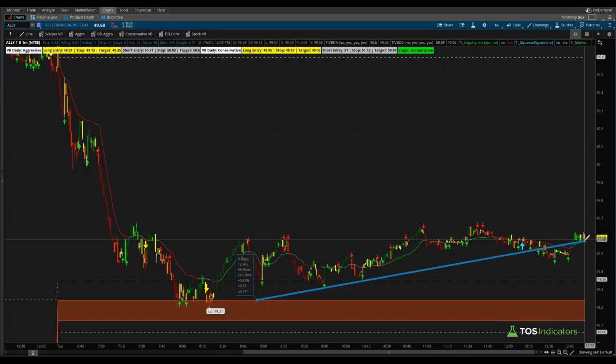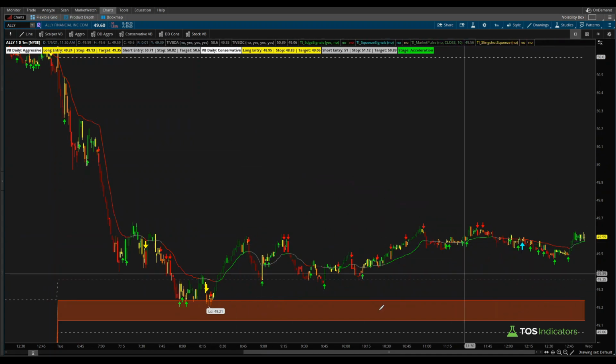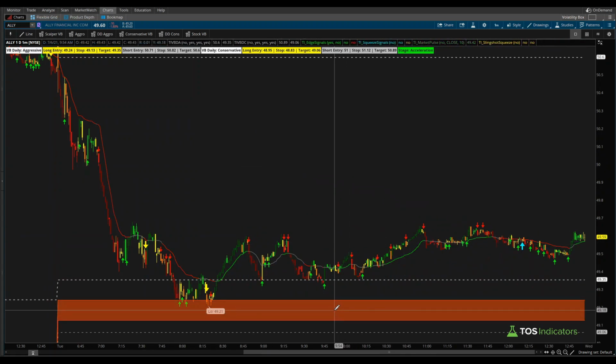From our entry all the way up till, say, the close, 0.67%. So an example of a trade that didn't really pay you much, but didn't also cost you in terms of giving you a loser. So a whole lot of nothing, but still a small winner in Ally.